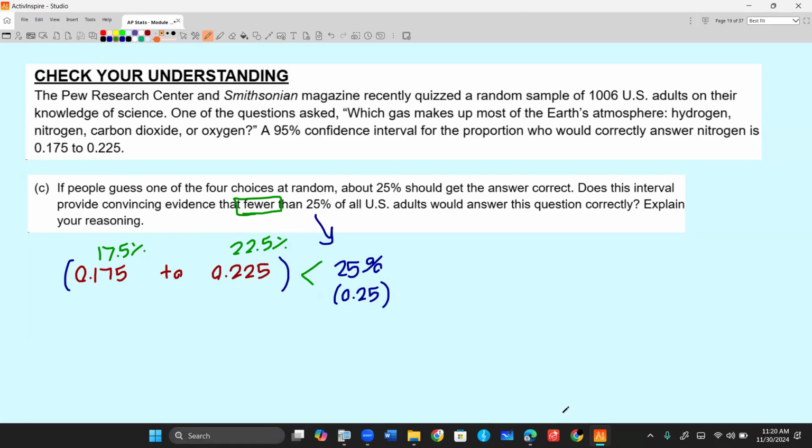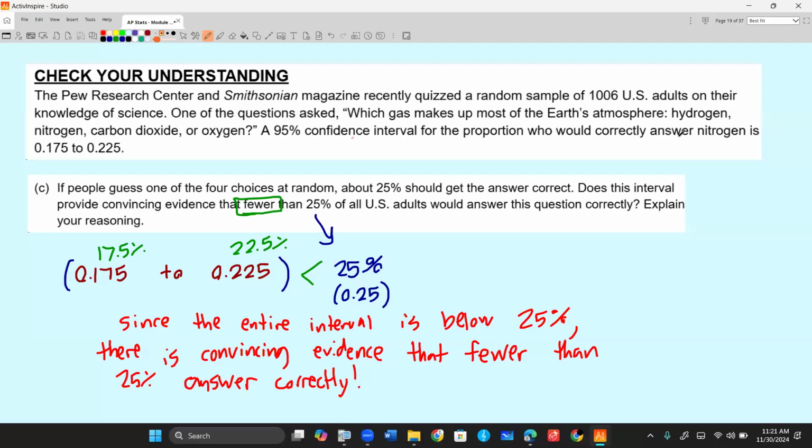Well, the answer is going to be yes. Your justification would be related to the direction of the interval. Since the entire interval is below 25%, there is convincing evidence that fewer than 25% answer correctly.